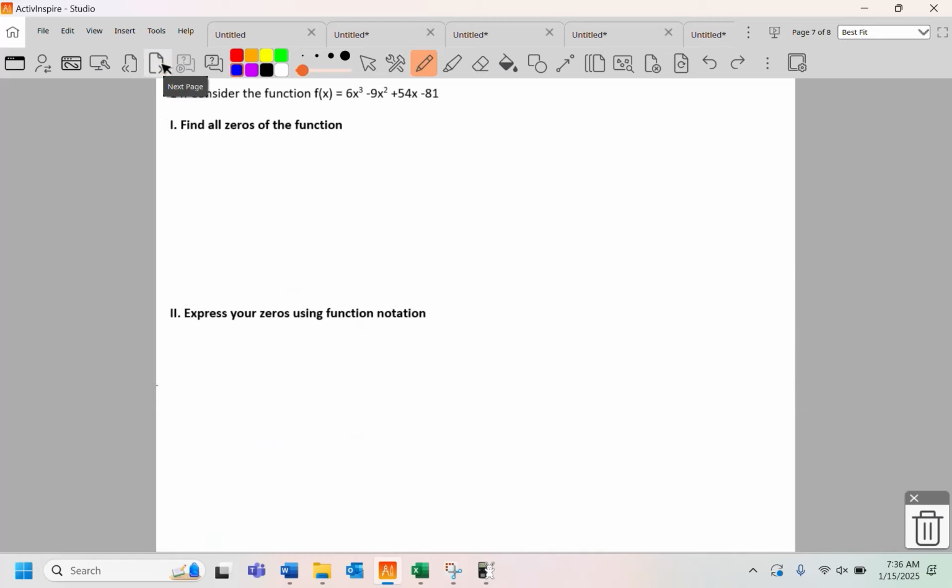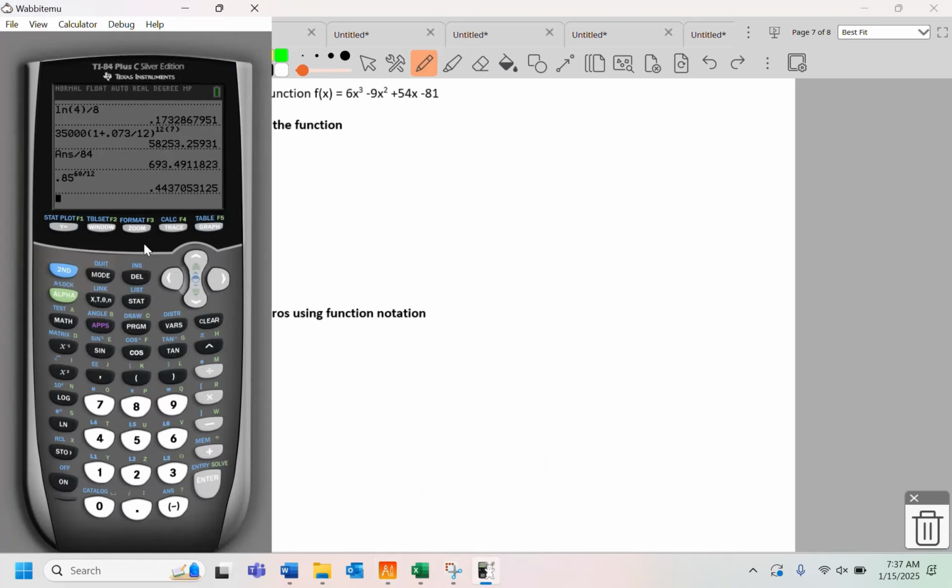Two more to go. So consider the function f of x is 6x cubed minus 9x squared plus 54x minus 81. You're supposed to find all the zeros of this function. So what you're going to do is go to your TI-84 and get the real zeros.